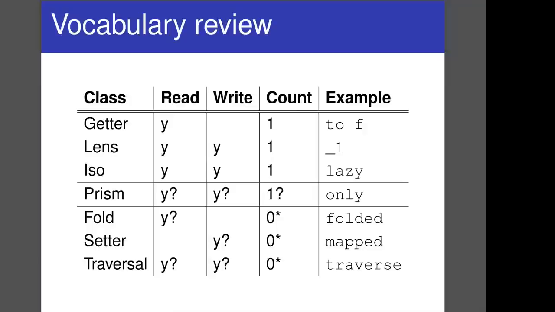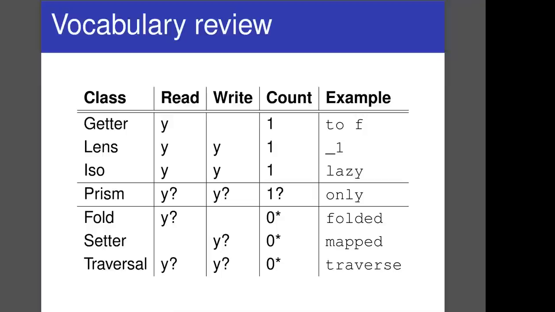More things can be getters than can be lenses, so we can use to to lift any function into a getter. You have isos, which is like a lens, except the thing that you're lensing to can go back to the thing that you look at it from. So it means that it's an alternate representation for the same thing.